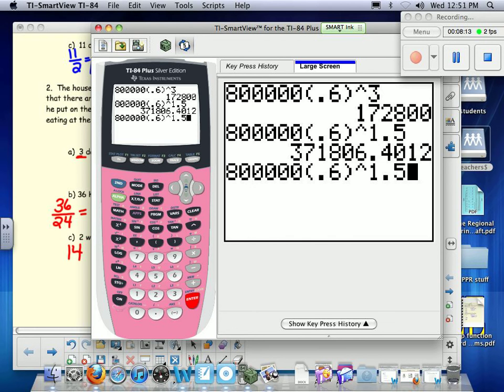So after 14 days, are the termites gone? No. There's significantly less of them. After 2 weeks, there's only 627 out of 800,000.